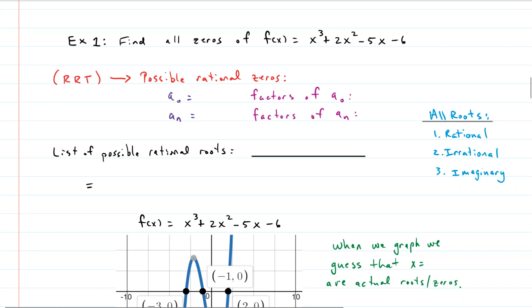So we're going to use the rational root theorem to find all of the possible rational zeros, and then we'll use a graph to find out which of those possible rational zeros are actually the valid ones, the legitimate ones. The rational root theorem tells us that we take factors of the constant term, a sub 0, which is negative 6, and we take factors of the leading coefficient, which is 1 here.